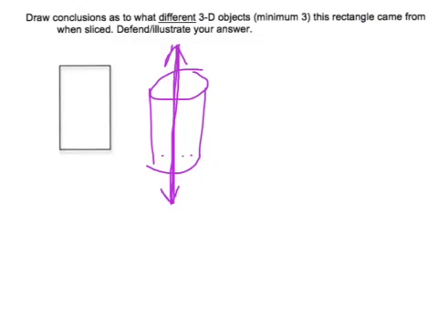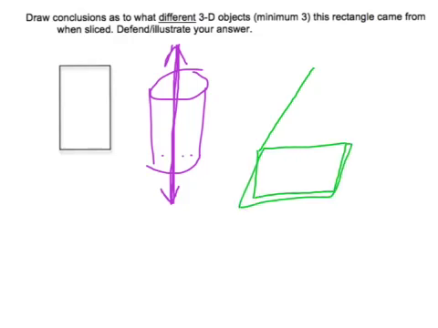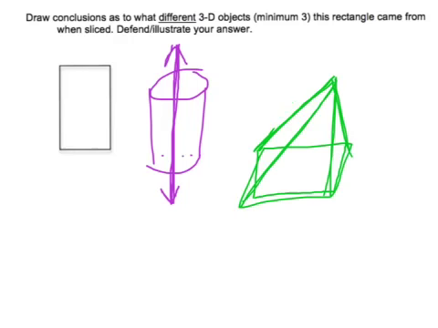The other object that we could do is our pyramid. So we have been working with our pyramids, and we know since pyramids have rectangular bases, we can slice a pyramid and make a rectangle. However, we have to slice this way, horizontally. If we slice a pyramid horizontally, we will end up with a rectangle when looking down on it.